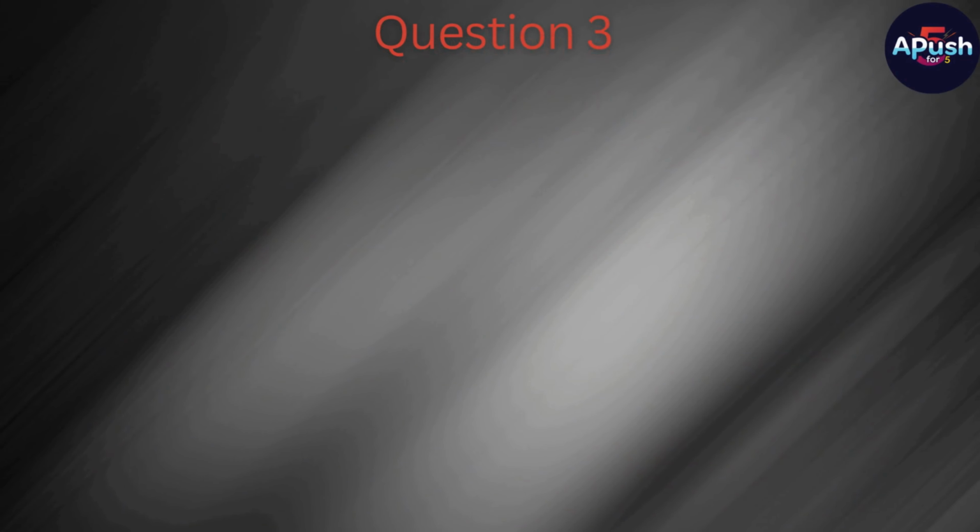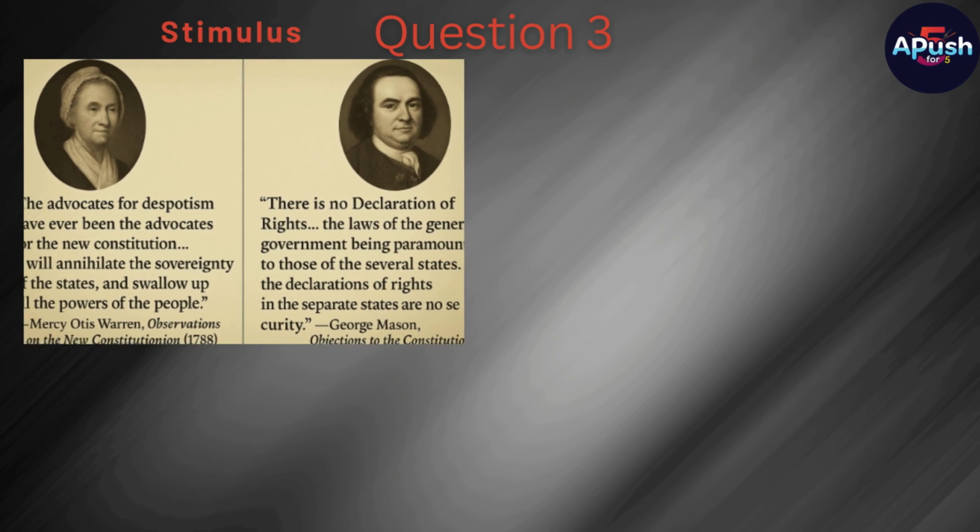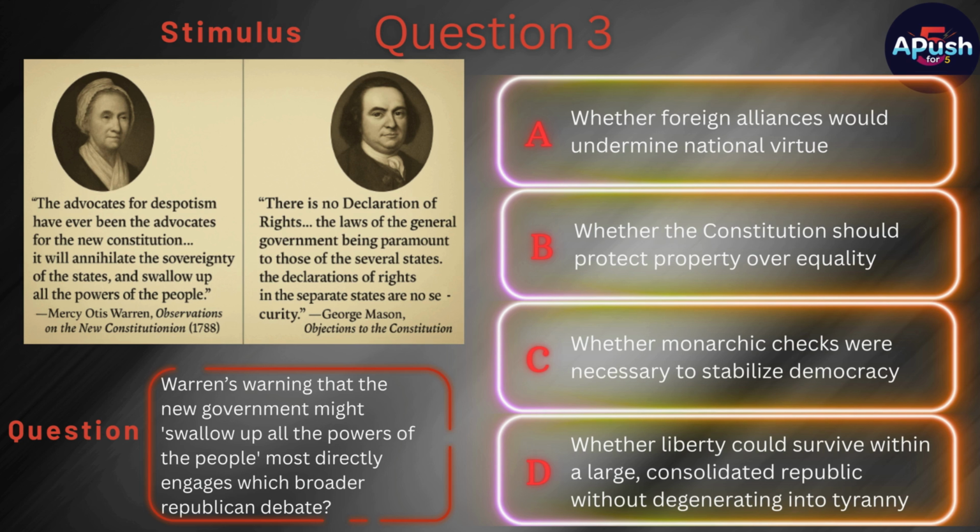Question 3. Stimulus. See image. Question. Warren's warning that the new government might swallow up all the powers of the people most directly engages which broader Republican debate? A. Whether foreign alliances would undermine national virtue. B. Whether the Constitution should protect property over equality. C. Whether monarchic checks were necessary to stabilize democracy. D. Whether liberty could survive within a large, consolidated republic without degenerating into tyranny.